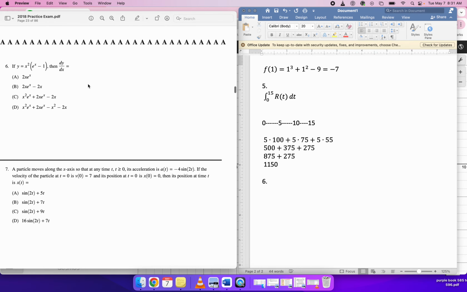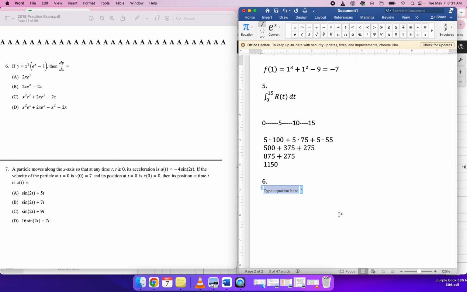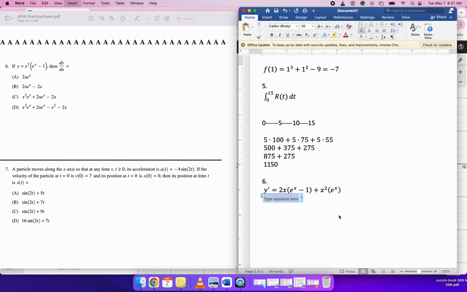Number 6, they just want you to find the derivative of this function. You need to use the product rule. So y prime is 2x times e to the x minus 1 left alone plus x squared times the derivative of e to the x minus 1, which is just e to the x. That's none of the answers, but that's because they've chosen to distribute everything and collect terms. So if I distribute the 2x, I get 2x e to the x minus 2x plus x squared e to the x.